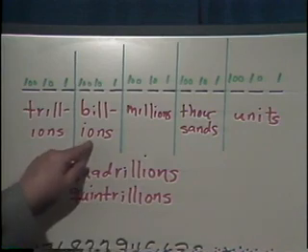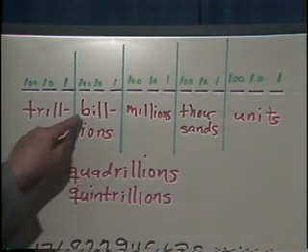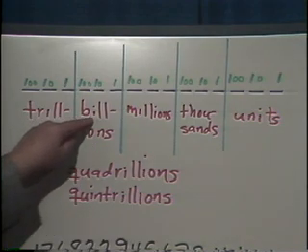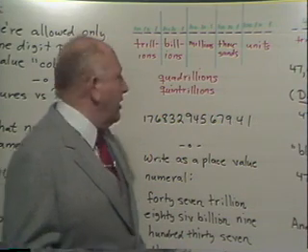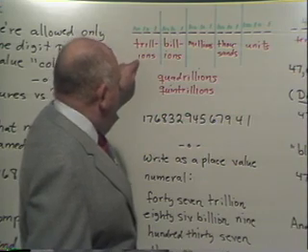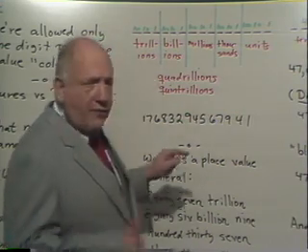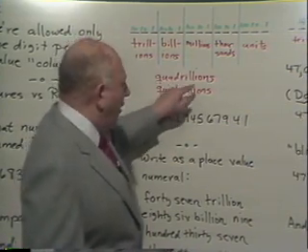Next group becomes billions. And the way you want to learn that word is that billion is bi, by. Think of this as by million. See, a billion is by million. A trillion is tri-billion. After trillions, the next noun would be quad for 4, quadrillions, then quint for 5, quintillions. We're not going to worry about that right now.